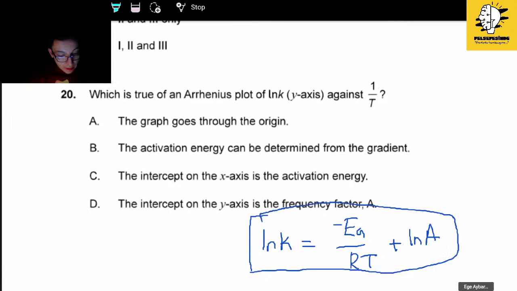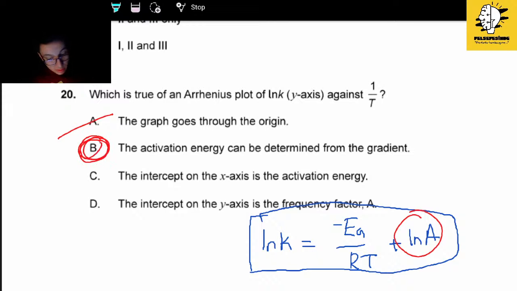Okay, so the graph does go through the origin. This cannot be true because we have ln A here. ln A. So it cannot go through the origin. The activation energy can be determined from the gradient. Yes, of course we can do it.